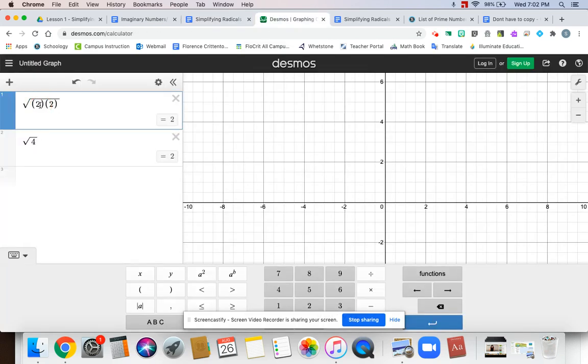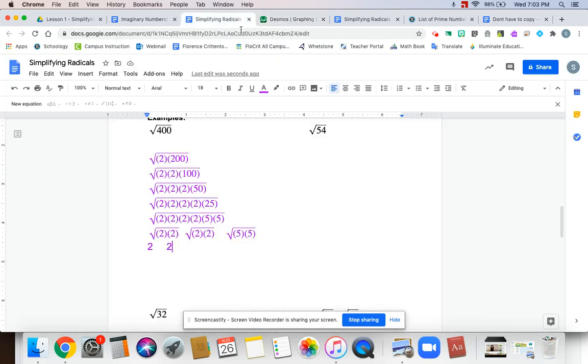Here, if I change this to 5, 5 times 5 is 25, and the square root of 25 goes back to 5. So then that one's a 5.